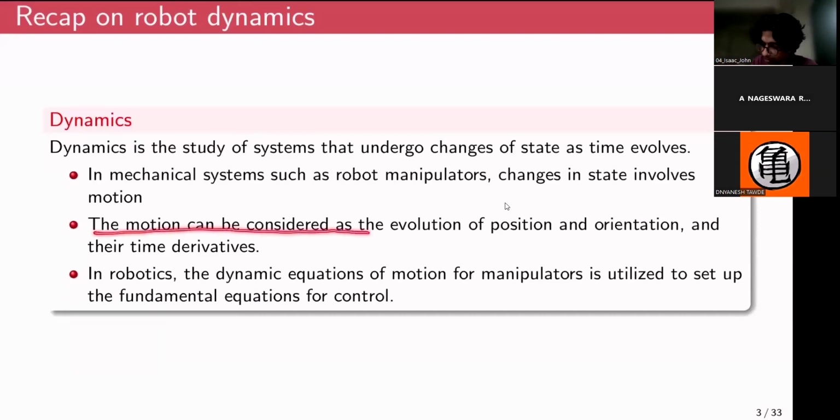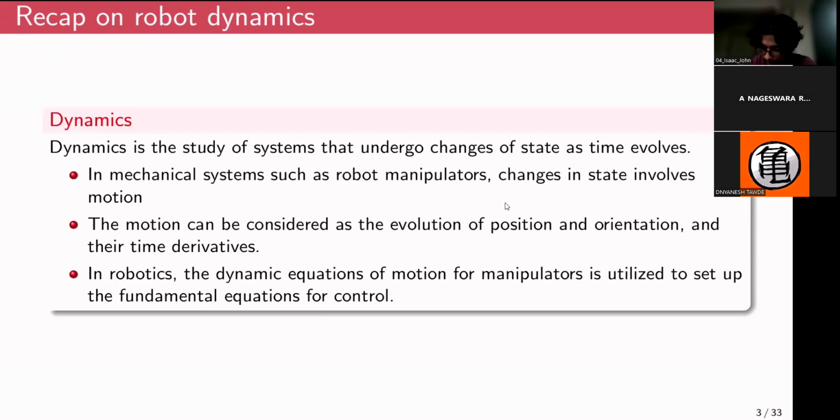The motion can be considered as evolution of position and orientation and their time derivatives. So the motion can be characterized by the positions, the derivative of the position, which is velocities, and its derivative, which is the accelerations. And apart from positions, we would also consider the orientations, the angular displacements, and their higher order derivatives, which are angular velocities and angular accelerations. So evolution of all the positions and velocities, be it linear or angular, we would consider in robot dynamics.